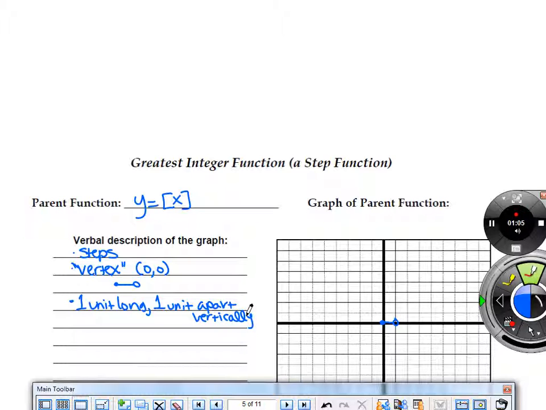Okay. So here I start at 0, 0. I draw my step this direction. I make it a unit long. I make the next one 1 unit higher than that. Okay. And then I follow that pattern. And I can follow it in the other direction.